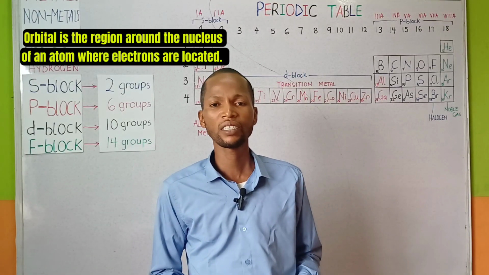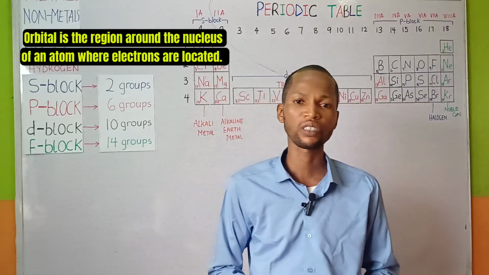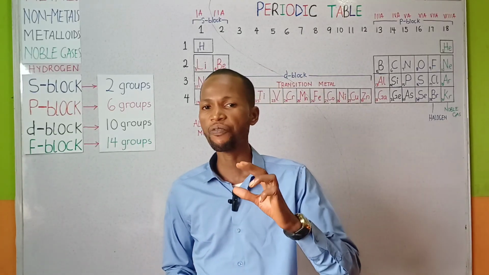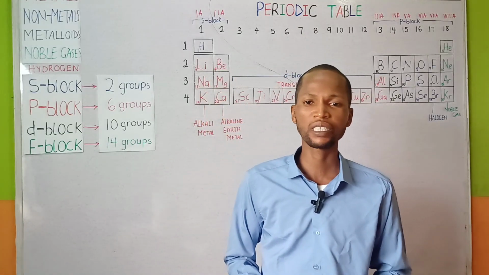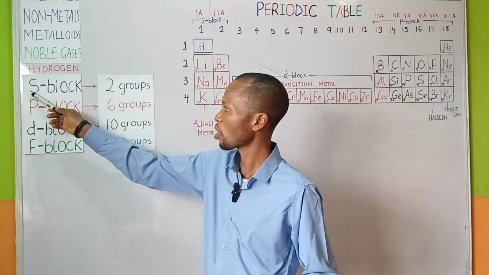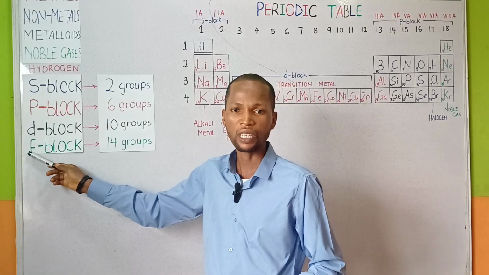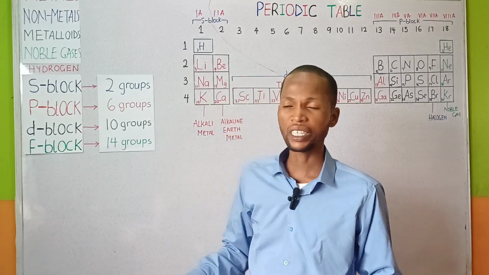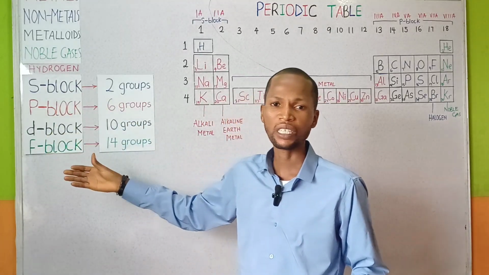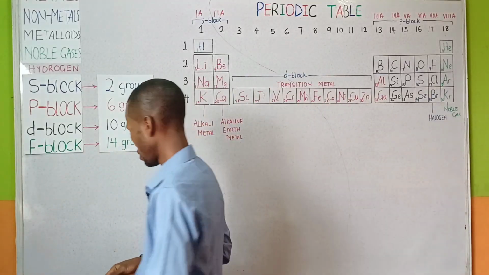An orbital is the region around the nucleus of an atom where electrons are located. We have 4 types of orbitals in the periodic table, which include the s orbital, the p orbital, the d orbital, and the f orbital. So we are going to be considering the ordering of these orbitals based on their energy level.